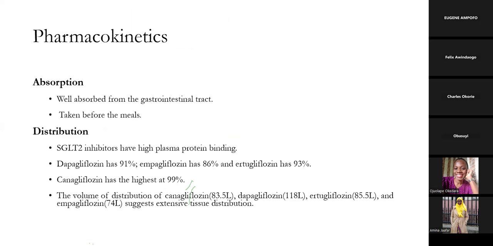Okay. So SGLT2s are well absorbed from the gut and advised to be taken before meals. SGLT2 inhibitors have high plasma protein binding, but then the different SGLT2s differ in their binding potential. So DAPA, about 91%, canagliflozin has the highest, which is about 99%. Their volume of distribution also differs across board.